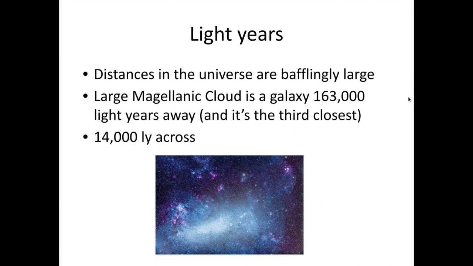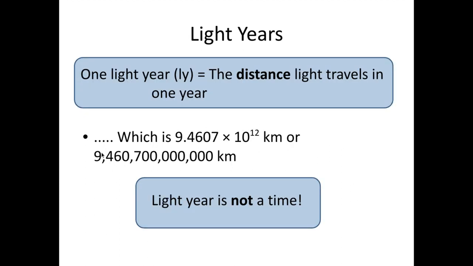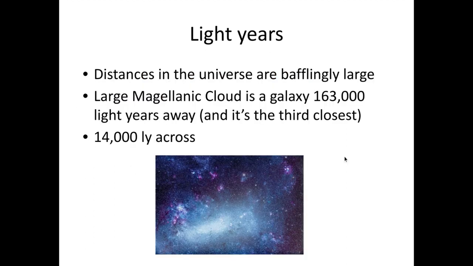So the Large Magellanic Cloud in the galaxy is 163,000 light years away. Okay, that's the distance that light would travel in 163,000 years. So if we go back, we times this by 163,000 to get how many kilometers that is. Okay, it's our third closest galaxy.